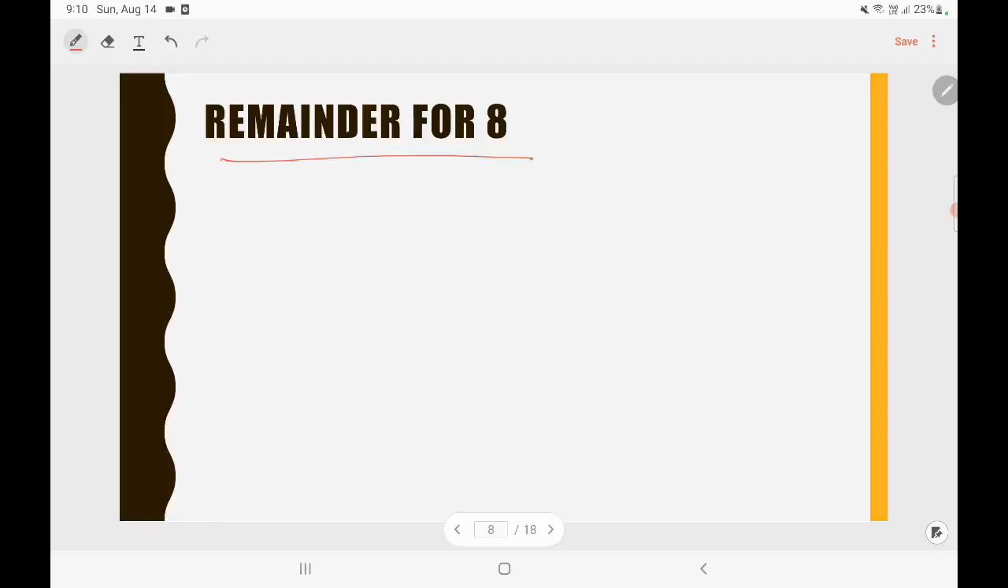So we'll move on to the remainder for 8. For the remainder for 8, what you need to do is take the last 3 digits. We have studied the divisibility rule of 8, right? The divisibility rule of 8 is that a number is divisible by 8 if the last 3 digits of that number are divisible by 8. So let's take an example: 4, 5, 6, 7, 8, 3, 2, 3 divided by 8.